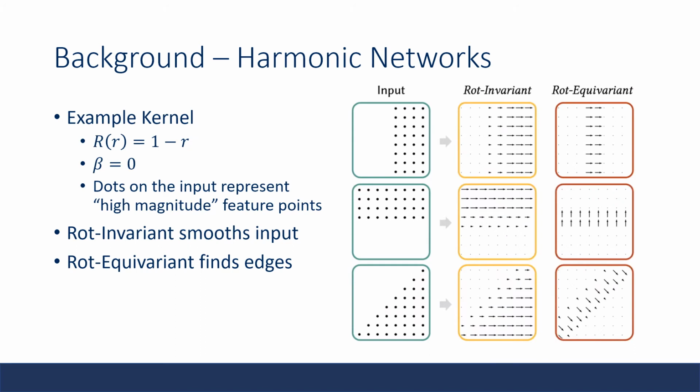Here we see another example with the same convolution kernels operating on an input which is half low activation and half high activation. In the rotation invariant case, we can see that the output vector feature is a smooth version of the input. However, in the rotation equivariant case, we can see that the output vector feature not only identifies the position of the edge on the input, but also the directionality of the edge.